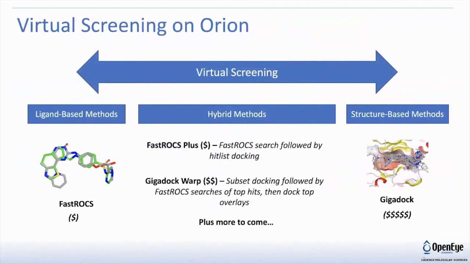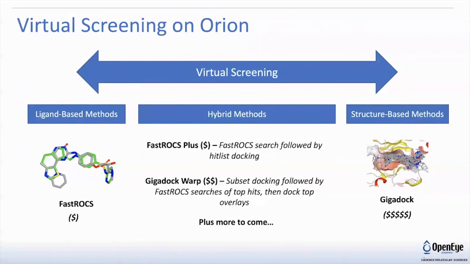To close the section of the talk that focuses on virtual screening, however, it's important to note that the flow-based architecture of calculations on Orion enables us to combine both structure and ligand-based virtual screening in order to find new ways to intelligently explore chemical space. Two such recent methods that OpenEye has put together are FastRocks Plus, which does a ligand-based screen using FastRocks and then docks the top-scoring compounds into a provided structure, while also generating consensus and novelty hit lists.